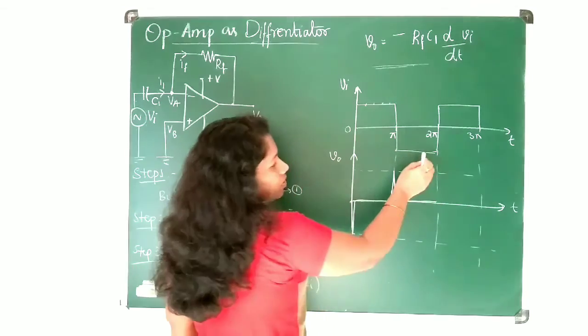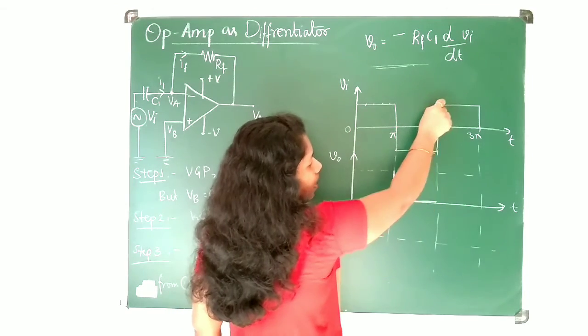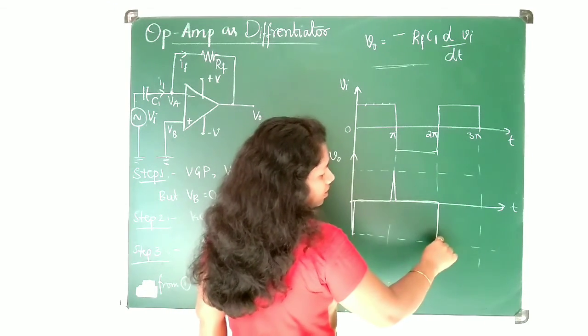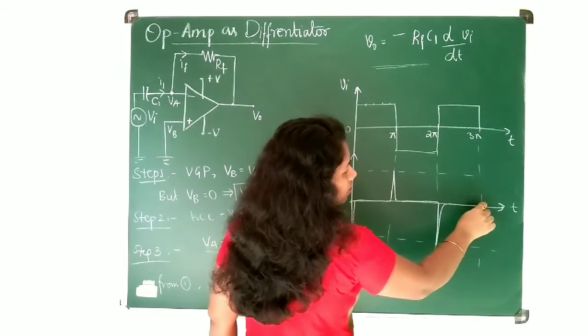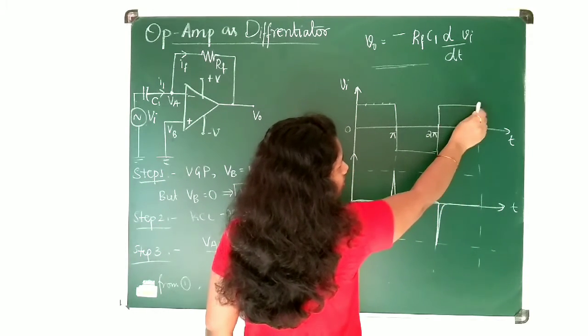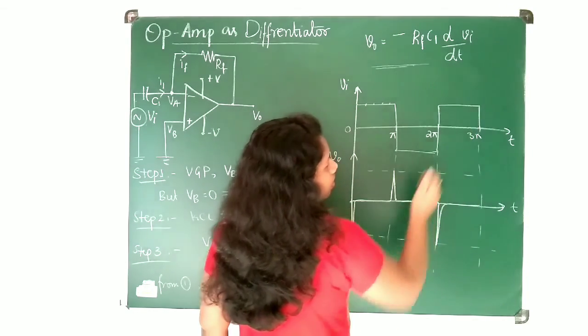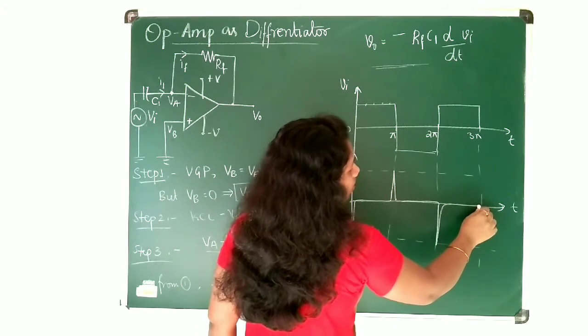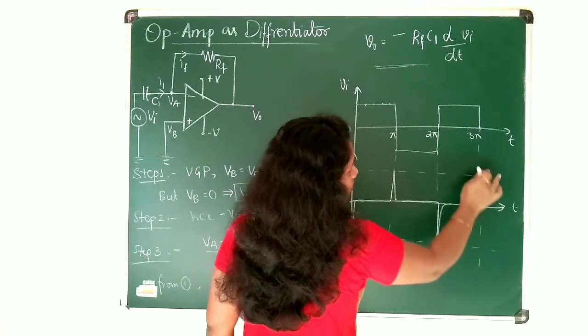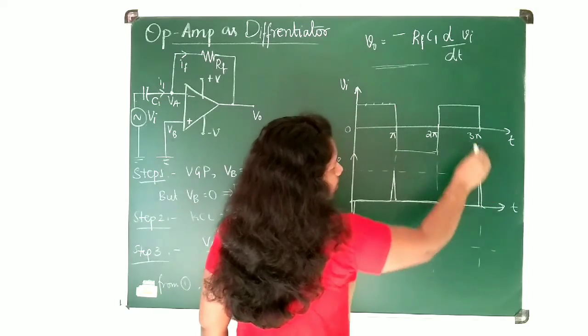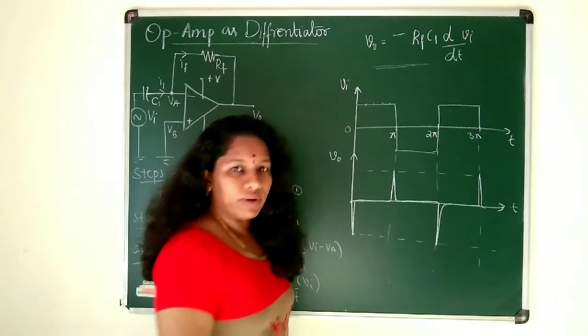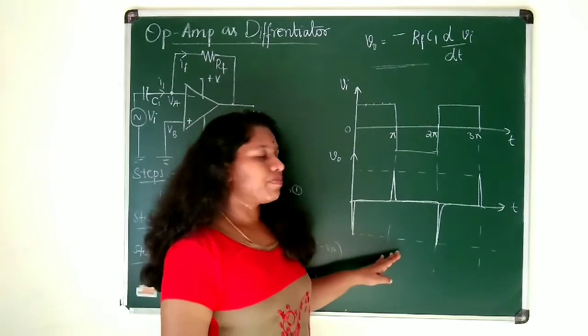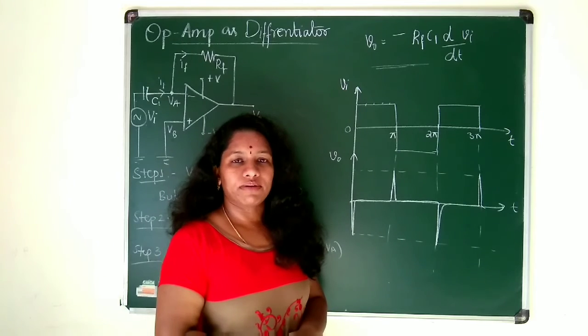When it goes from a low value to a high value, it will be reaching like this. Okay, similarly during this period of time there is no difference, that is 0 difference, so it will be on the 0 line, and then it goes to a high value when it falls from a higher value to a lower value. So this is the representation of the output waveform of a differentiator circuit.